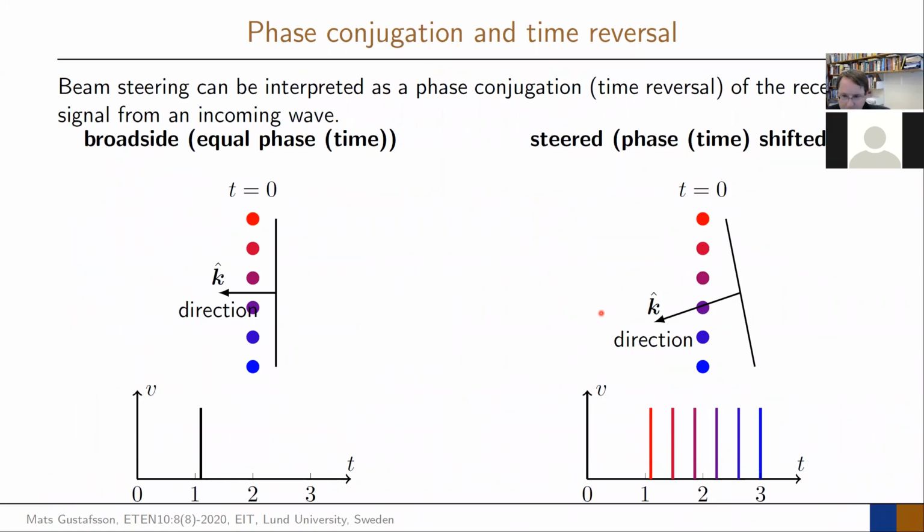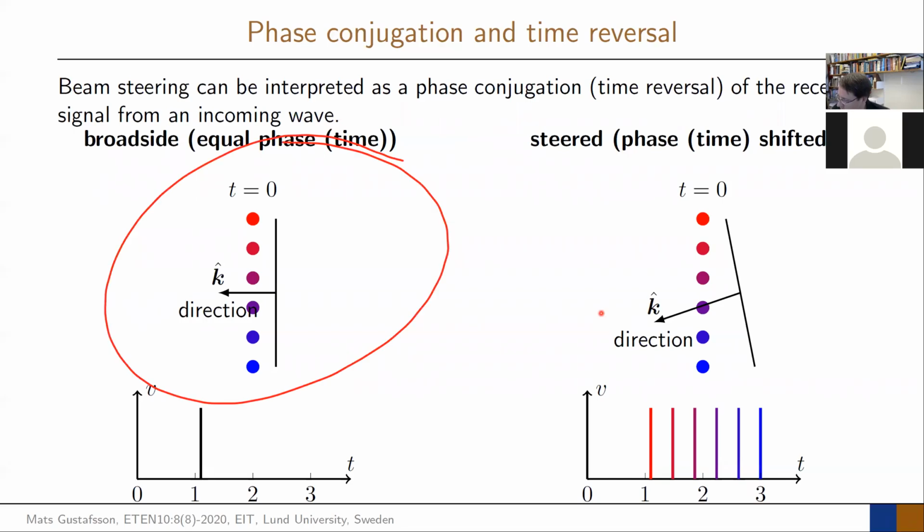And if you now interpret this the same way as we did before, when we saw how we transmit these ones, we can see this is phase conjugation or time reversal. It's the same thing. In fixed frequency, it means you change the phase. And if you look at it in time, you change the direction of time.